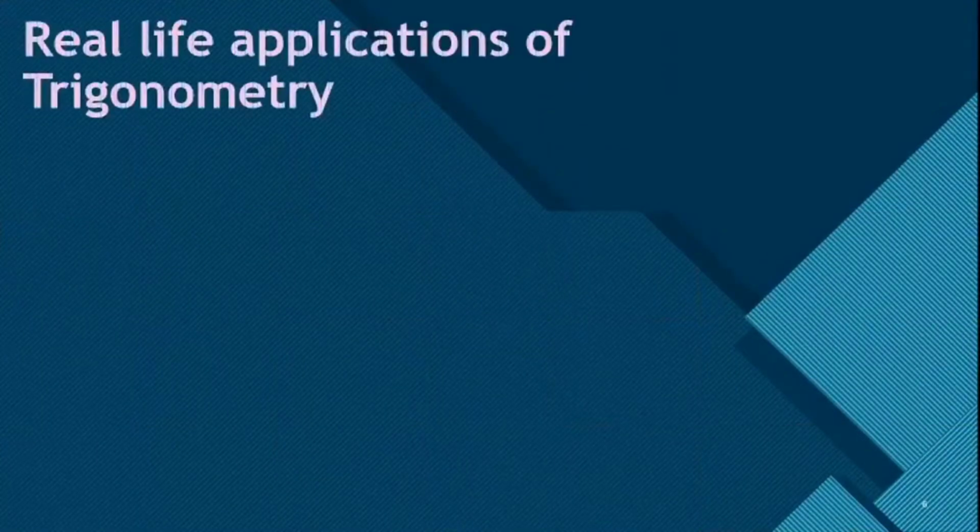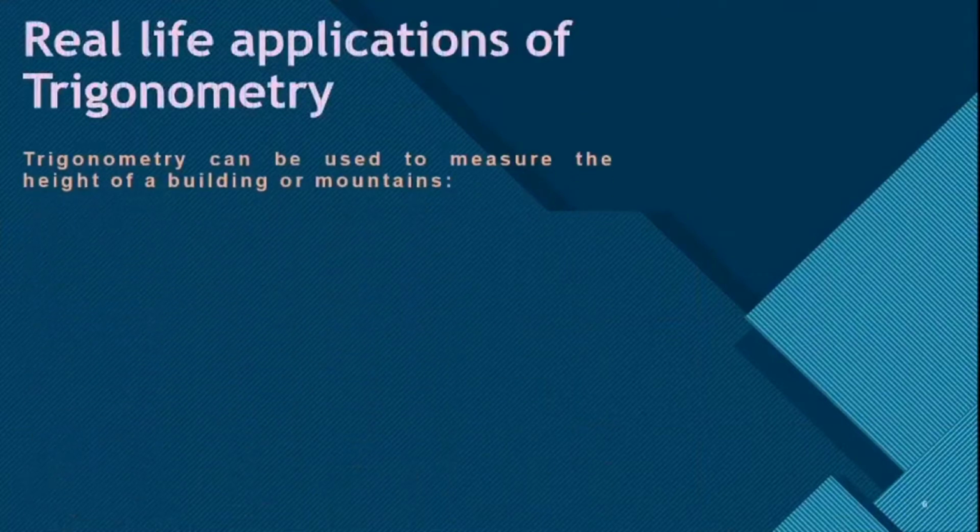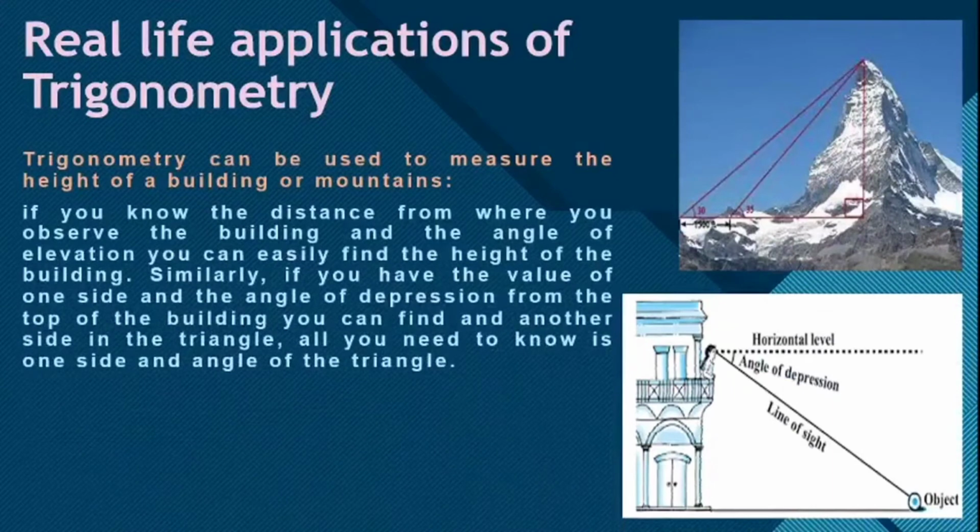Okay, so real-life application of trigonometry. Trigonometry actually can be used to measure the height of a building or a mountain. If you know the distance from where you observe the building and the angle of elevation, you can easily find the height of the building. Similarly, if you have the value of one side and the angle of depression from the top of the building, you can find the other side in the triangle. All you need to know is one side and an angle of the triangle.